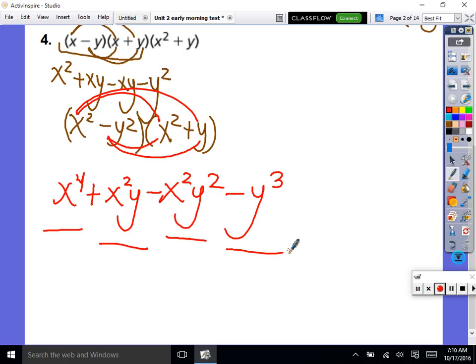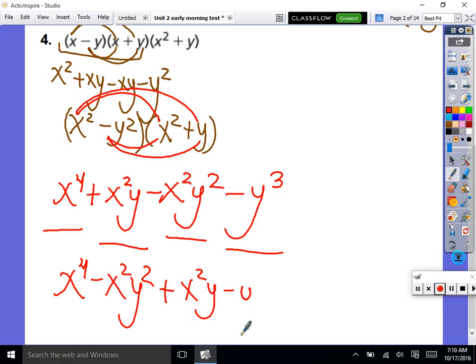So we would reorder this. I mean, these two are technically the same degree, but let's just write that one first. And then minus x squared y squared. And then these two are the same degrees, right? Yeah. So it doesn't really matter the order on those. X squared y minus y cubed. Now I wrote it in standard form. So just a lot to remember, but you can do it. You got to be really careful with your distribution. Okay.